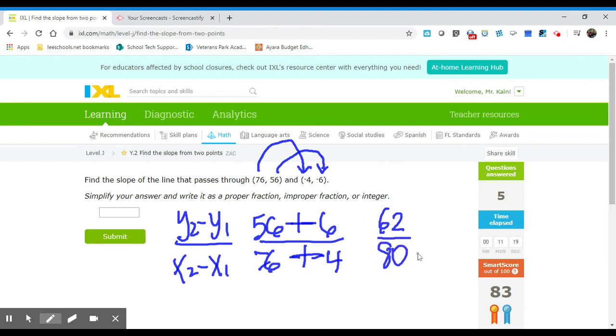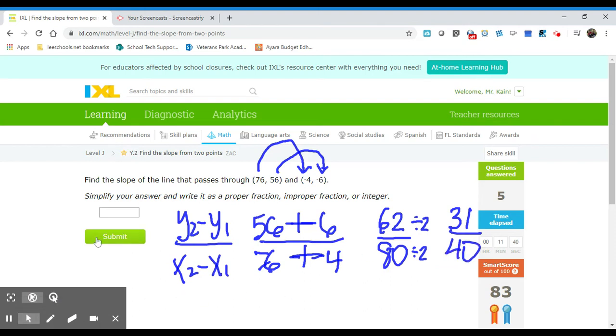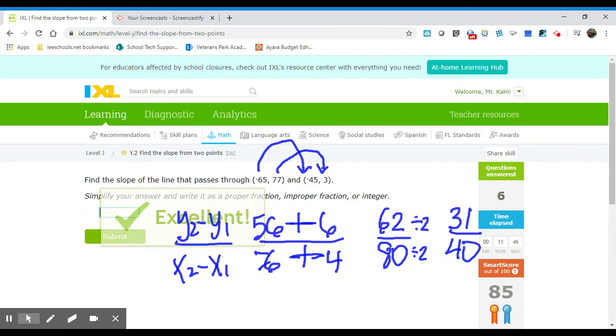Now, when you get up to the higher level, you also have to simplify a little bit more. What I like to do, if they're both even, I like to start with 2. Okay? So half of 62 is 31, and half of 80 is 40. So your final answer is 31/40. Type it on in, fraction sign, enter, good to go.